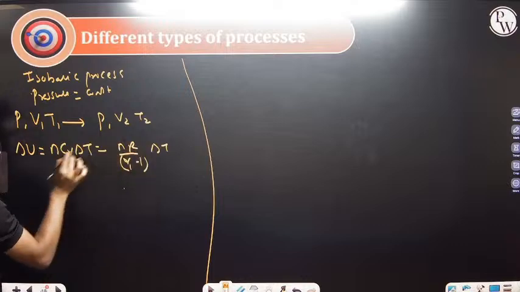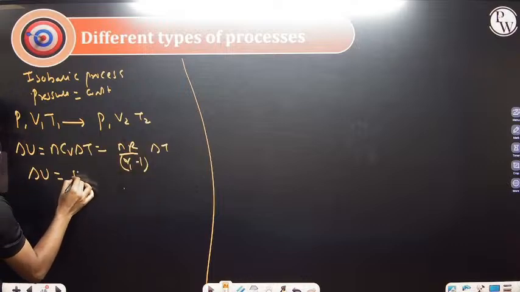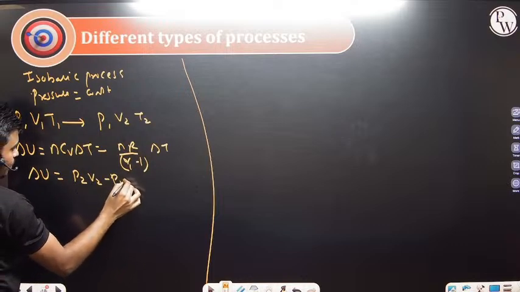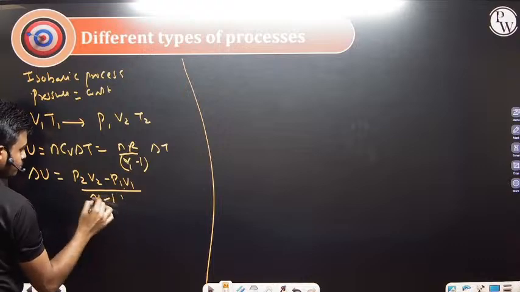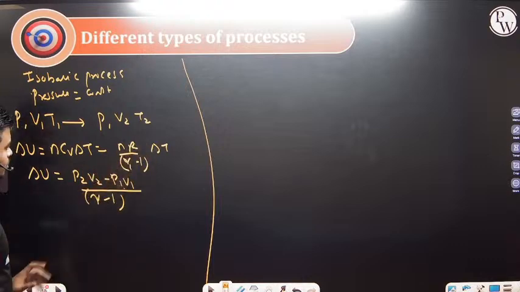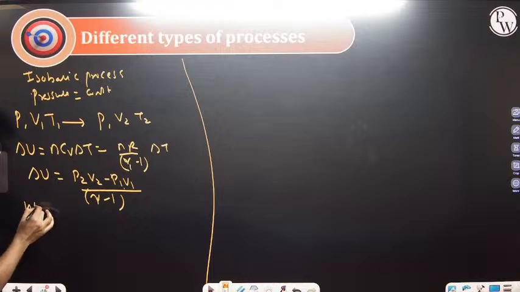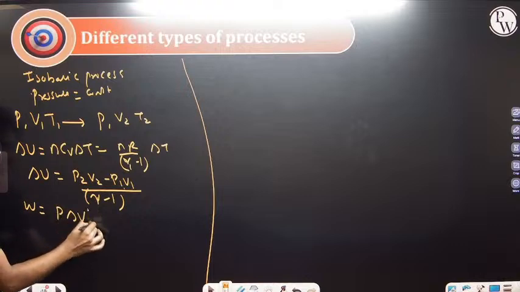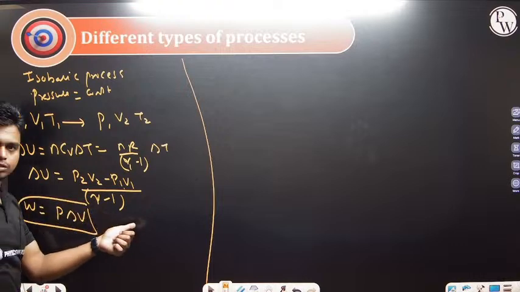And if we solve this particular case, we will get delta U is equal to P2 V2 minus P1 V1 divided by gamma minus 1. Solving this, nR delta T, we will get this. So what is the work done? Work done is P delta V. Just because pressure is constant, we can use this direct formula.